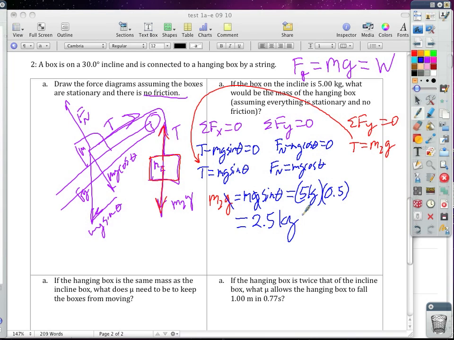Other questions? Yeah. When do you label the FG, MG? FG is MG. It's the same thing. It's like a name for this.